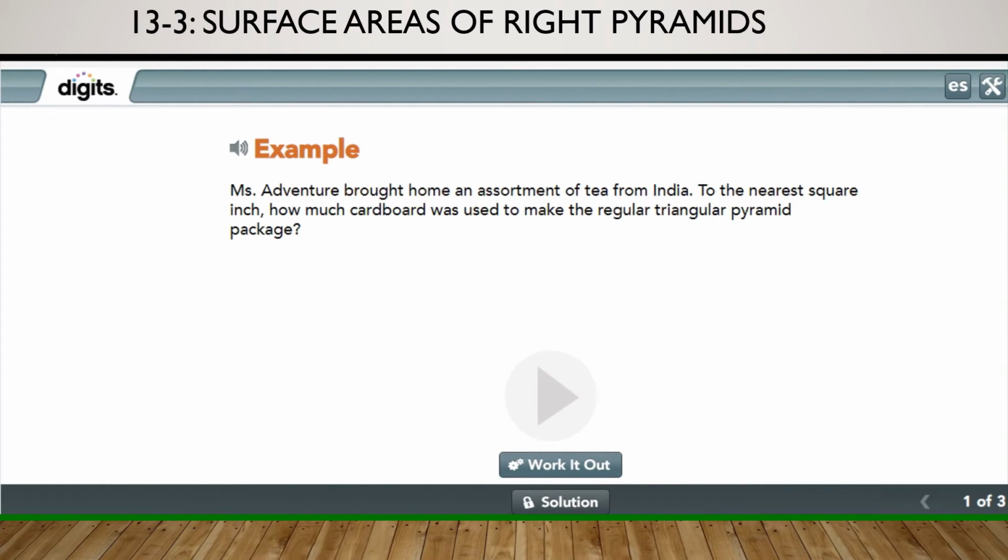Part 2, example. Misadventure brought home an assortment of tea from India. To the nearest square inch, how much cardboard was used to make the regular triangular pyramid package?